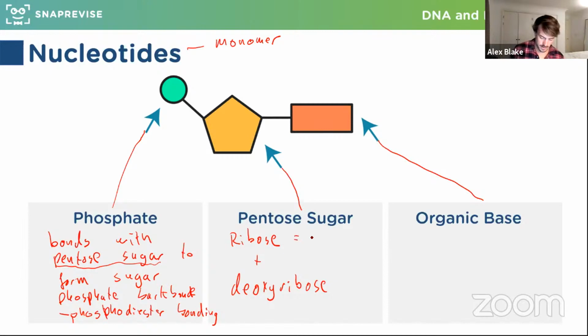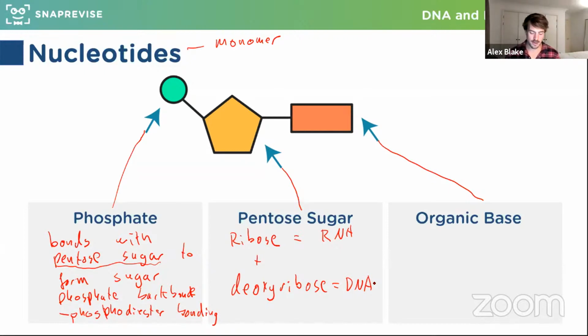Yeah, ribose equals RNA, deoxyribose equals DNA. So this is actually where they get their names from. RNA stands for ribonucleic acid, whereas DNA stands for deoxyribonucleic acid. So that's actually how they're named.